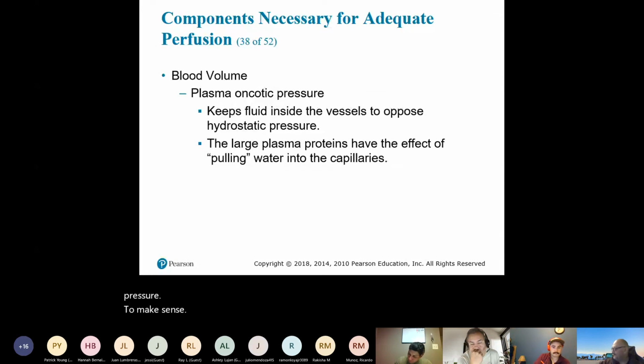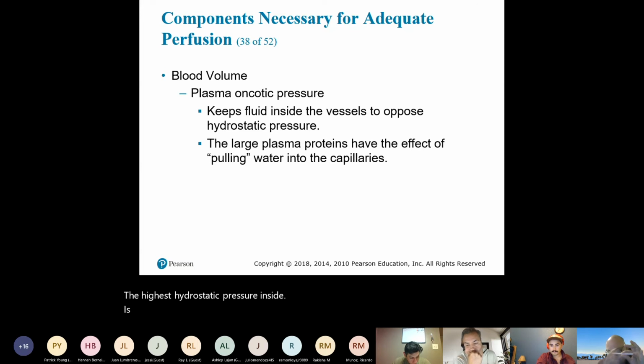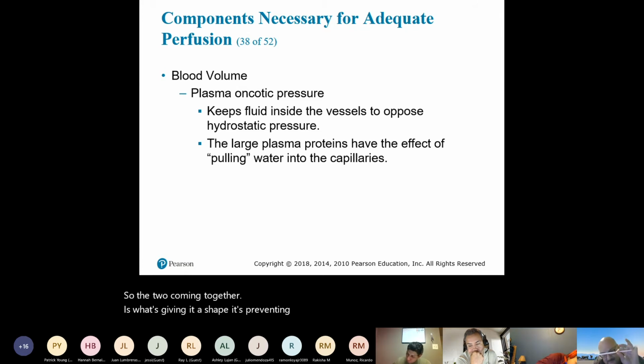Or let me, even though it's rigid, ow, fudge. Oh, all right. I have a straw in front of me. The oncotic pressure is pushing down on this straw. The hydrostatic pressure inside is pushing it out. So the two coming together is what's giving it a shape. It's preventing it from collapsing.